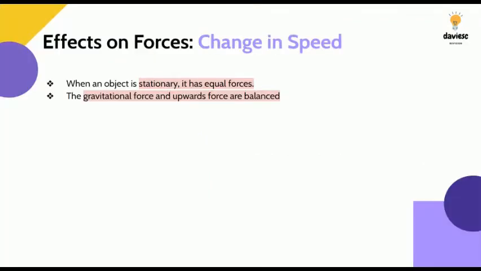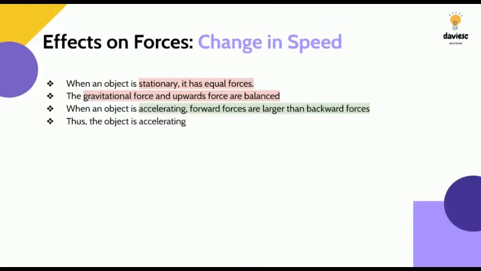When an object is stationary, its forces are equal. So that's its force forwards and its force backwards, i.e. friction and thrust. The gravitational force and upwards forces are also balanced, otherwise it would be flying or going into the ground. Because of this, it's going to be balanced forces.